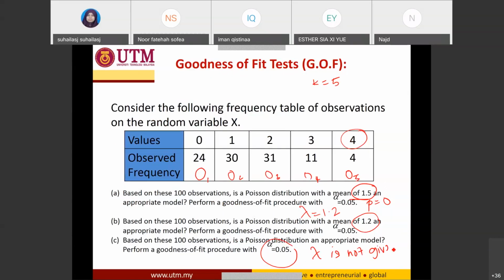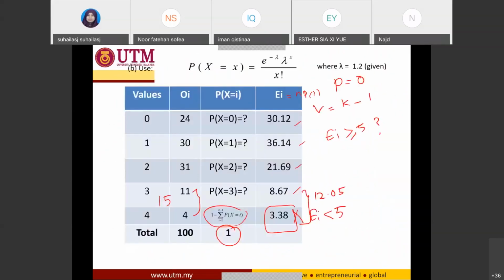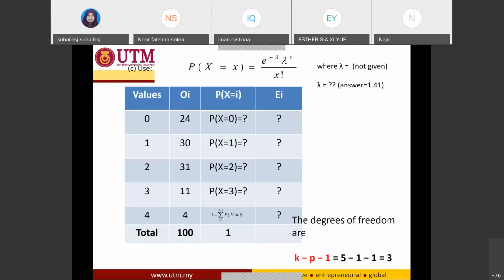When your lambda is not given, that means you need to estimate your parameter. We need to estimate. What is the estimated value of your parameter lambda? What is your lambda? The answer is this. How do we get the value of lambda? What is your estimated parameter? Do you know how to calculate the estimated parameter lambda?